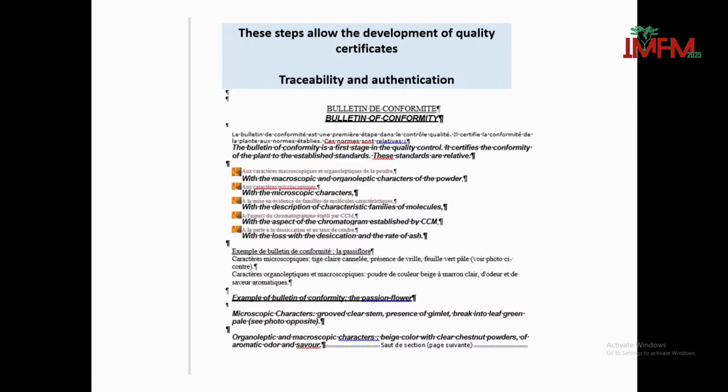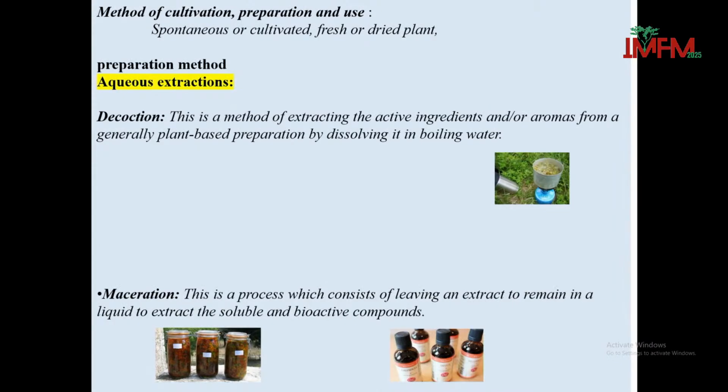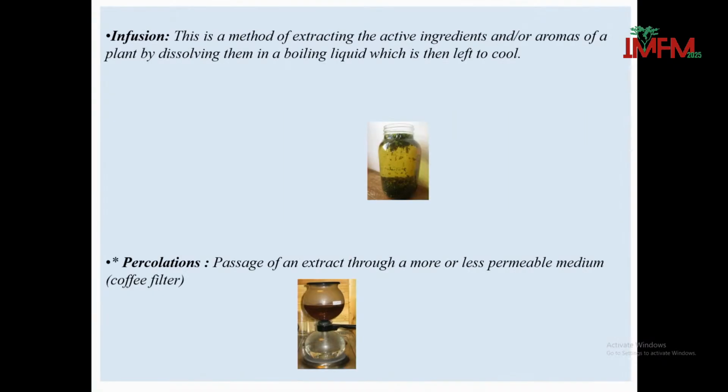Because if you use Boswellia, you can't use one Boswellia in place of another. We have to be sure that this is sacra or serrata or other. That's why we need this traceability and authentication. And we have to study the method of cultivation, preparation, and use. For preparation, we have aqueous extraction, decoction, maceration, infusion, percolation. All methods must be exactly described.